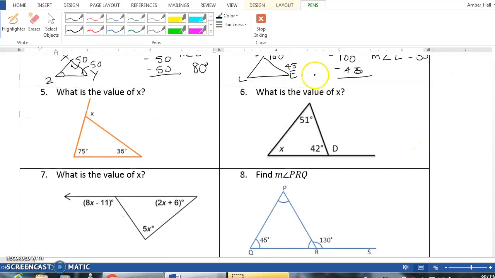Number 5. What is the value of X? Well, the value of X is my exterior angle, and we know that our exterior angle equals the sum of the two remote interior angles, which is right here and right here. So X equals 75 plus 36, therefore X equals 111 degrees.